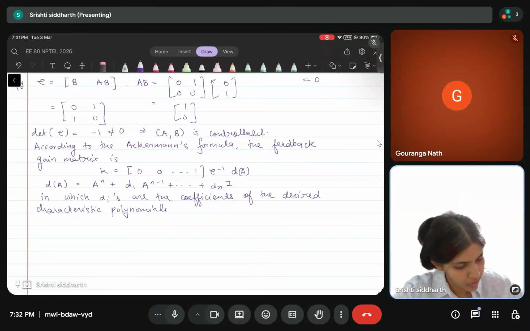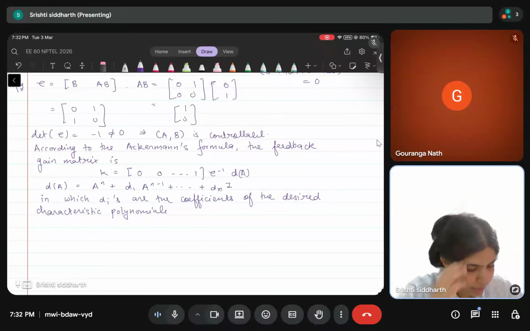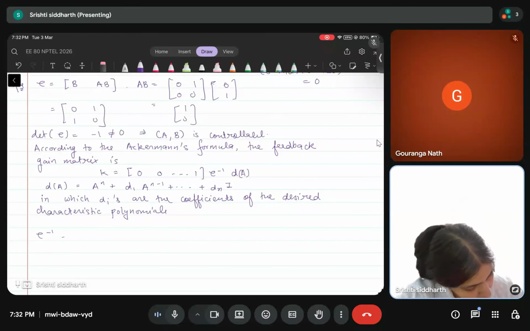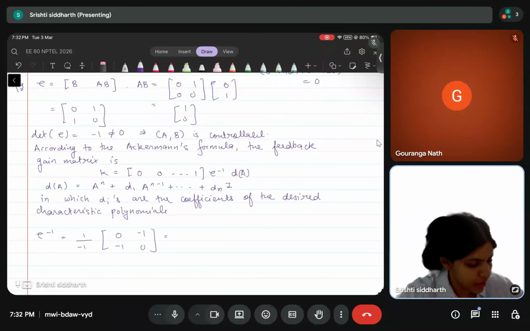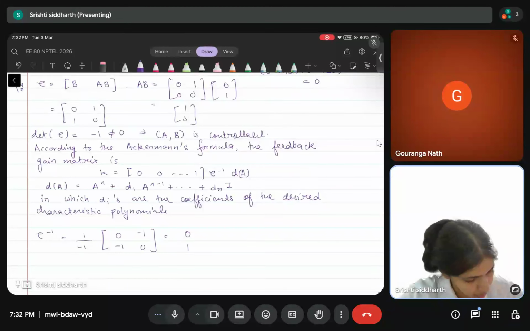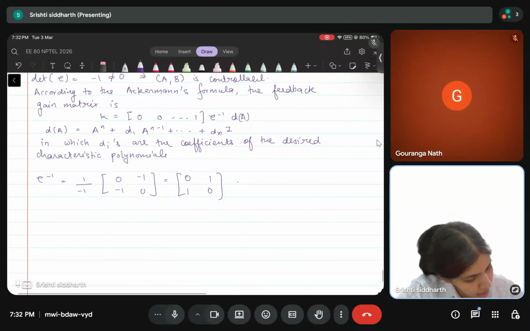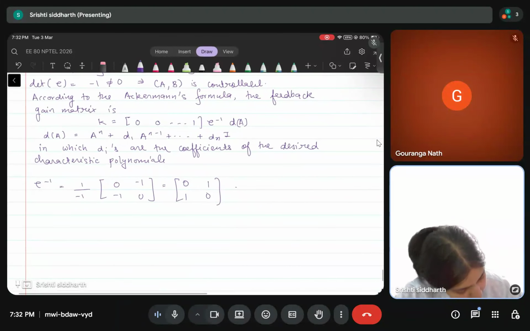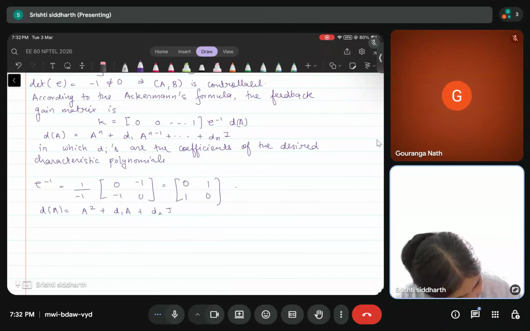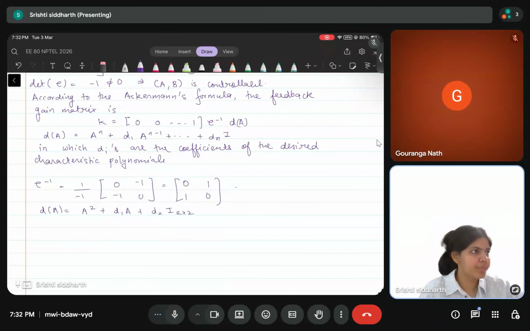So we already have C. This is a second order system. So C inverse is simply 1 upon the determinant of C times the adjugate, and it is still equal to 0, 1, 1, 0. Now we need the polynomial D. So in this case, we have n equals 2, right? So D(A) is going to be A squared plus d1 A plus d2 times the identity matrix of size 2 by 2.